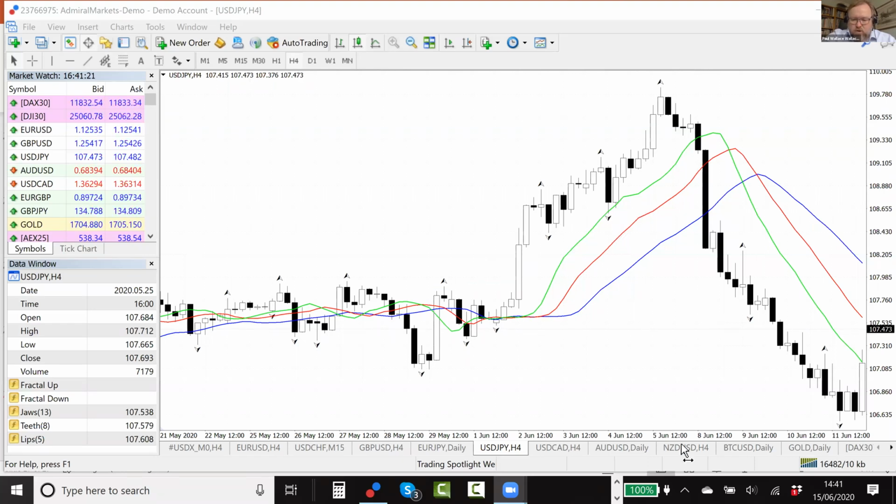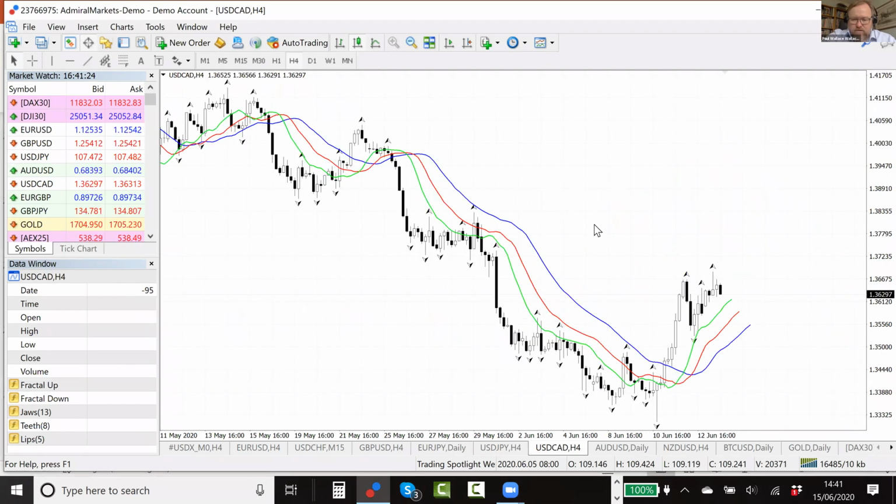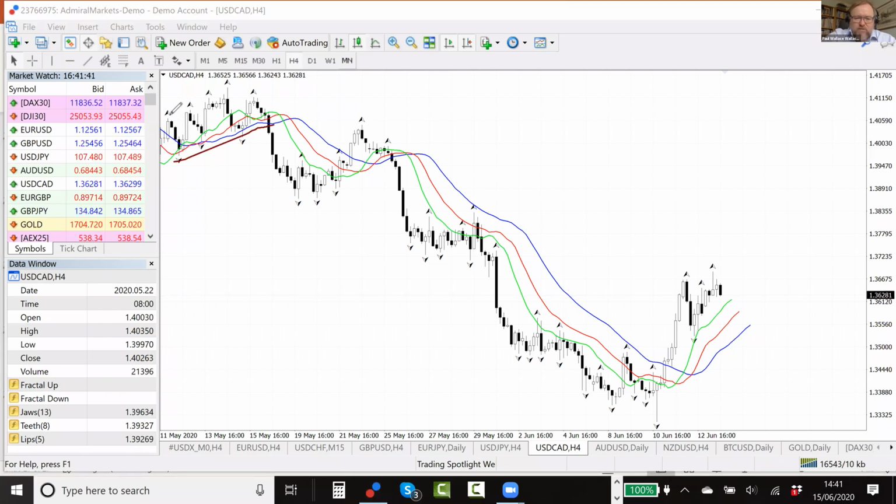Let's have a look at one of the other two examples here. Here's the dollar CAD. This is the 4-hour chart, which is kind of interesting for us. And what we have here is, let's just get the old drawing tool up here. We can see that price is grinding its way up and then actually breaks. It's broken the jaw line.